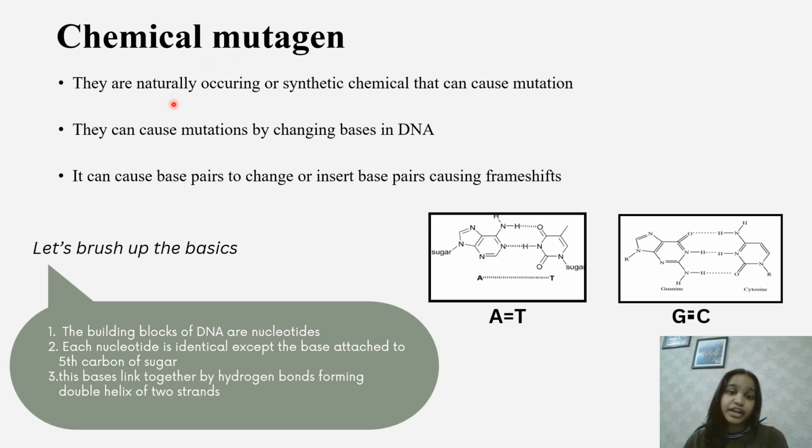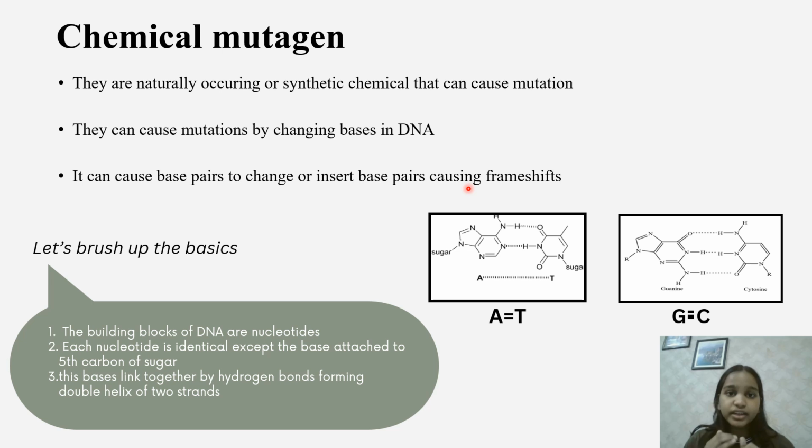Chemical mutagens are naturally occurring or synthetic chemicals that can cause mutation by changing bases in DNA, and which can also insert base pairs or change base pairs, ultimately causing frame shift mutation. Before understanding the mechanism of how chemical mutagens can cause DNA damage, let's brush up the basics.